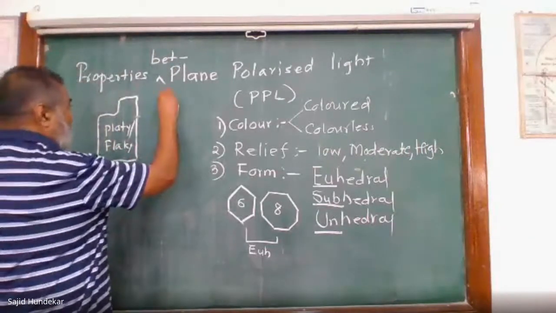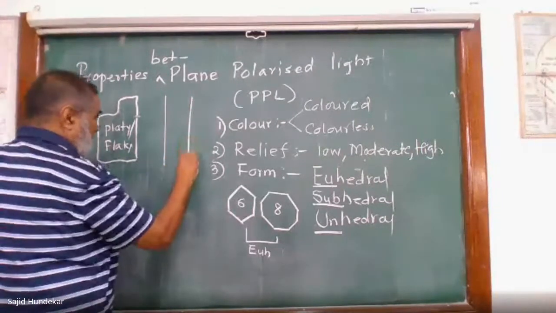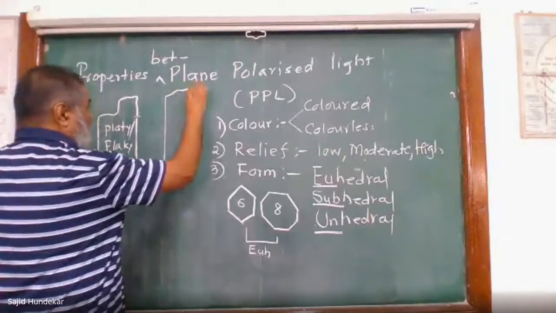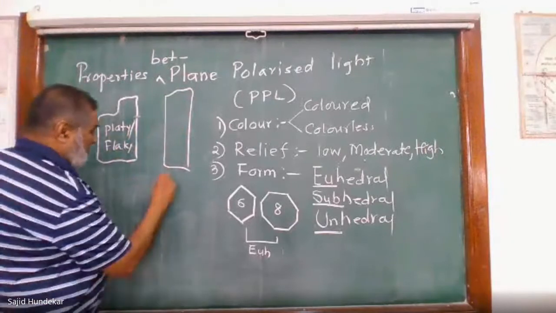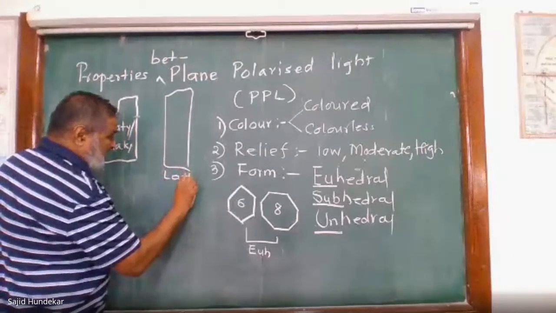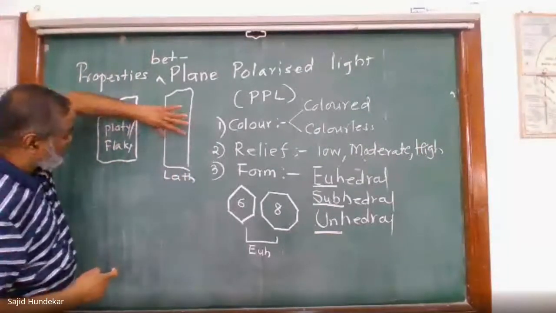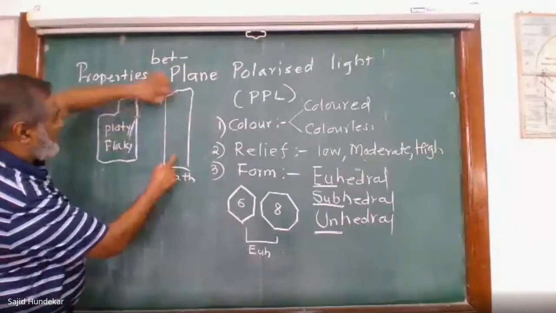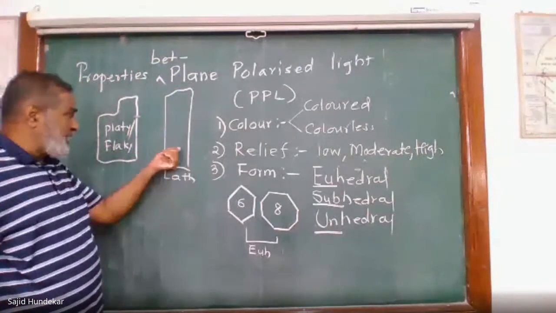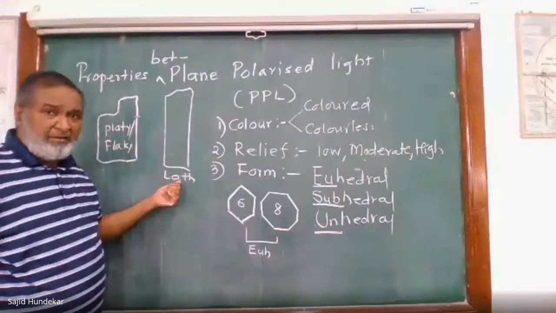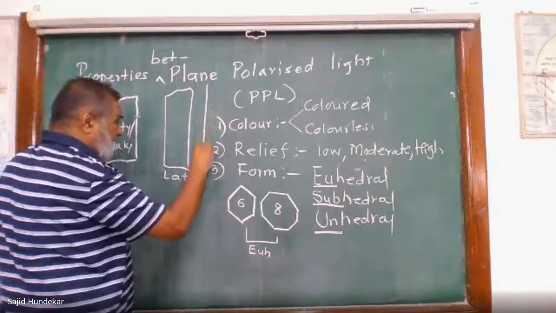Now see another one. Now the width is reduced. Length is increased. So this one will be called lath shape. See now, how much is the width and now how much is the width? Width is reduced, but length is increased. Then instead of calling it flaky here, we call it a lath shape. And this is the third variety here, one more. Still the width is reduced.